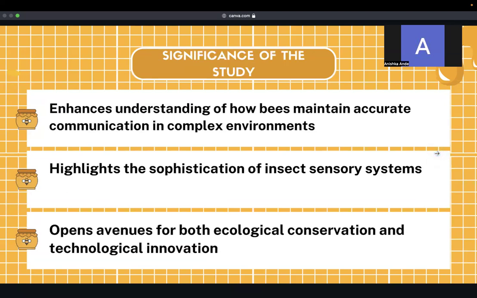The significance of the study is that it enhances understanding of how bees maintain accurate communication in complex environments, and it also highlights the sophistication of insect sensory systems. Further, it opens avenues for both ecological conservation and technological innovation.